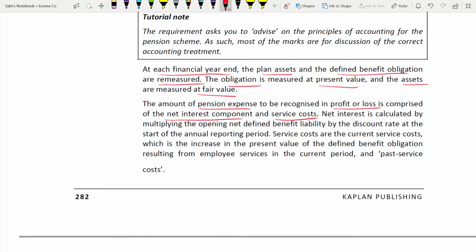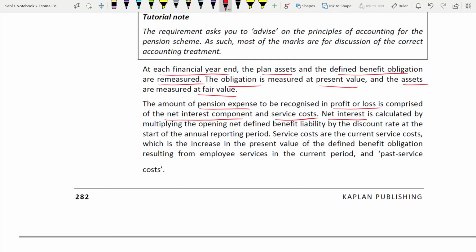Remember it. Okay. How do you calculate net interest? You see, one by one, you're breaking down and explaining. First, you talked about assets and liability. Then you told assets at fair value, liabilities at present value, and you have to remeasure at year end, both assets and liability. Then you talked about the expense: net interest, service cost. Then you explain how net interest is calculated. Then you will explain what the service costs are, both current and past. Understood? This is how you will break it down one by one and explain.